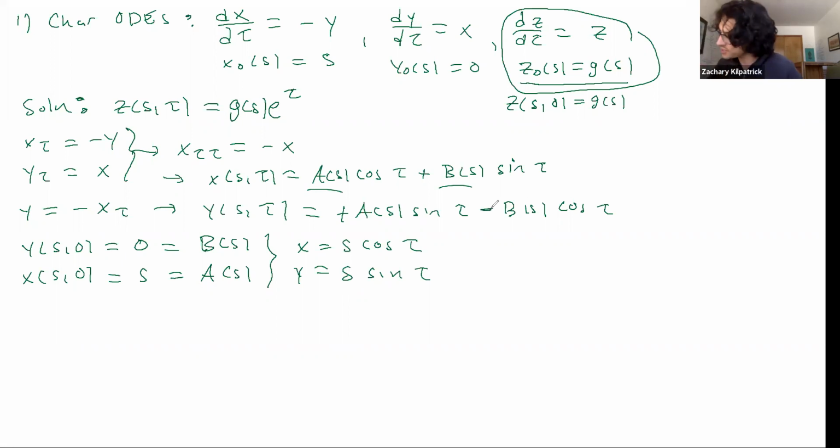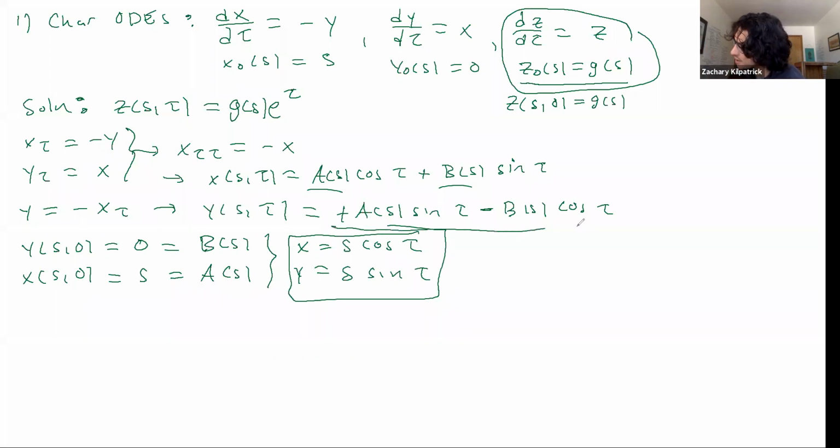Right. Sorry, I flipped the signs up here. Okay. So yeah, we get x equals s cosine tau and y equals s sine tau. Sorry, I had a sign error up here, but I fixed it now. Okay, so fine. We're making progress.